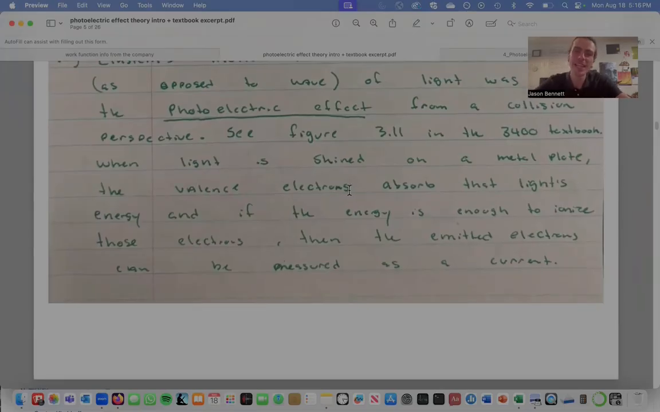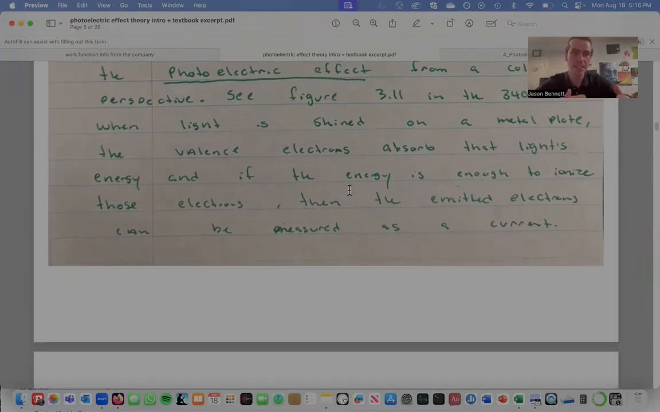So effectively, when light is shined on a metal plate, the valence electrons in that metal plate will absorb the energy from that light. And if the energy is enough to ionize those electrons, break their valence bonds, then the emitted electrons will come off the metal and they can be collected and measured as a current. So that's effectively what the photoelectric effect is showing.